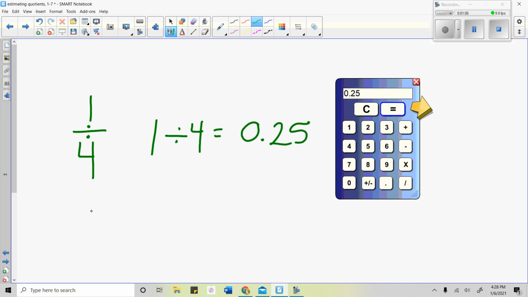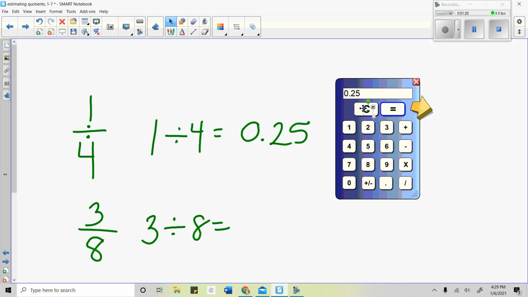Okay, so let's say I had 3/8. The 3 is on top, so that would be 3 divided by 8. So I'm going to clear out my calculator. Okay, so 3 divided by 8 equals. And it tells me the answer is 0.375. Now, when you do the fraction, it's going to tell you what comes after the decimal.